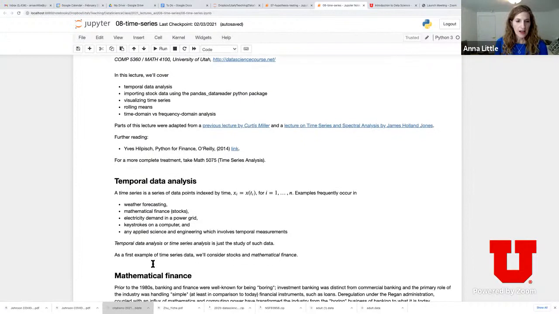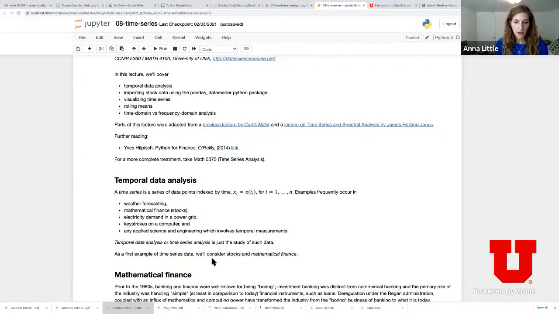Okay, so there's lots of different applications for this. We'll focus today on stocks and mathematical finance. And some of the things that we'll talk about will be just how to do this in Python, how to import stock data using the Pandas Data Reader package, and then how do we visualize things appropriately, how do we compute rolling means, and then we'll talk a little bit about doing some frequency domain analysis.